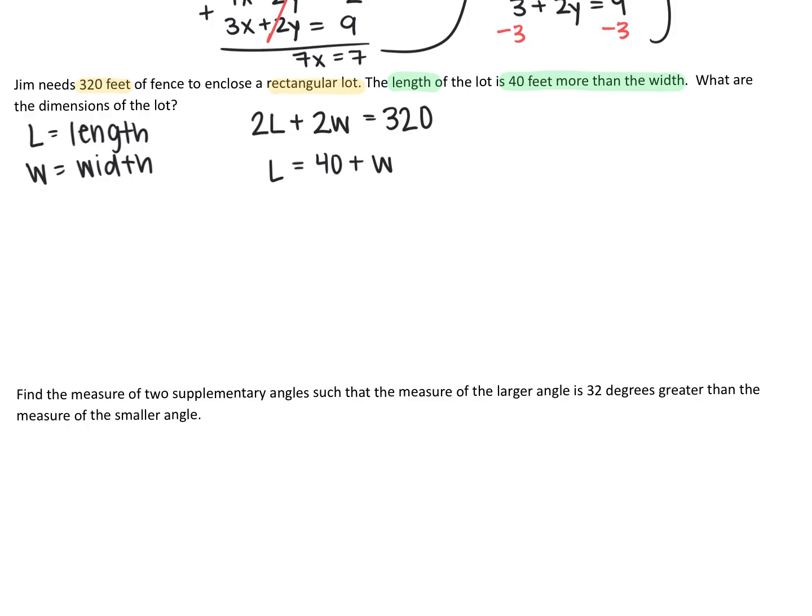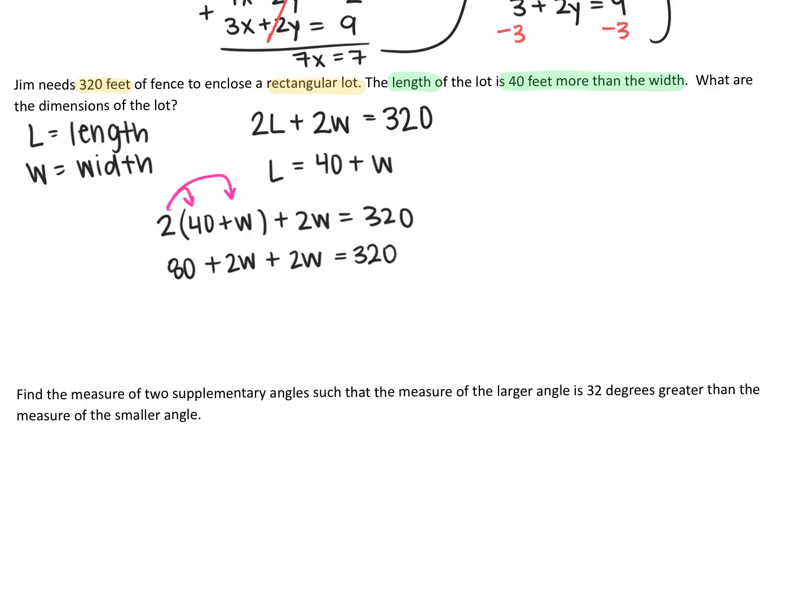So now I have a system of equations and it is set up perfectly for substitution. So we're going to take the 40 plus w and plug it in for the L in our first equation. So we get 2 times 40 plus w plus 2w equals 320. Now we want to distribute our 2 into our parentheses. So we get 80 plus 2w plus 2w equals 320. Combining like terms, we get 4w plus 80 equals 320.